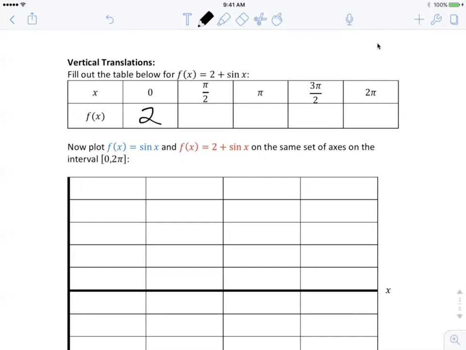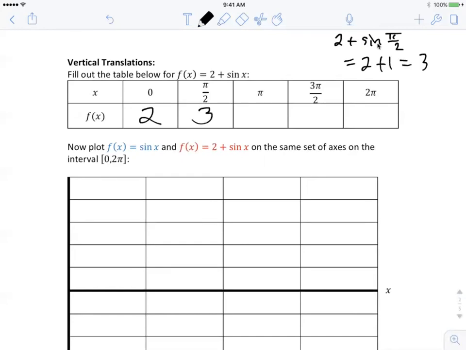If I plug in pi over 2, the sine of pi over 2 is 1, right? So maybe I'll work this one out so you can see one worked out. 2 plus sine of pi over 2. If there's sine of pi over 2, go back to the unit circle. That's equal to 1. So this is 2 plus 1, which is 3.